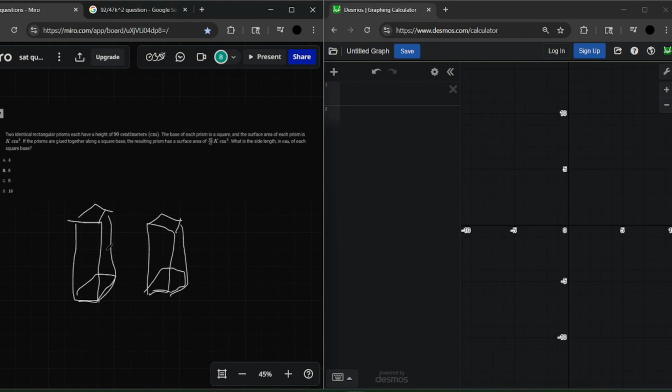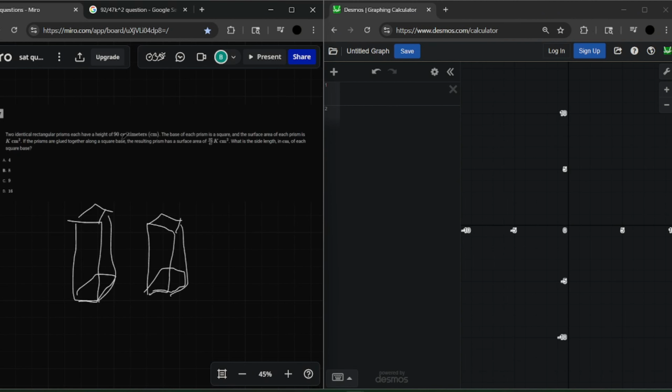In order to find surface area, we would be adding up the areas of the squares and the rectangles. And we're saying that surface area is k centimeters squared. If the prisms are glued together along a square base, the resulting prism has this surface area. So now we're trying to find the side length of each small square base. Before we look at the overall prism surface area, let's look at each prism surface area. So we're going to be creating an expression here.